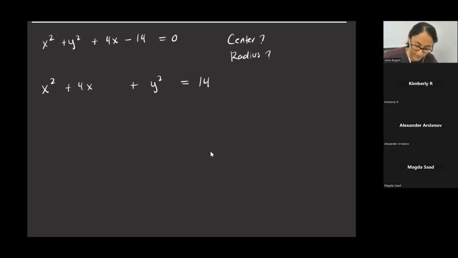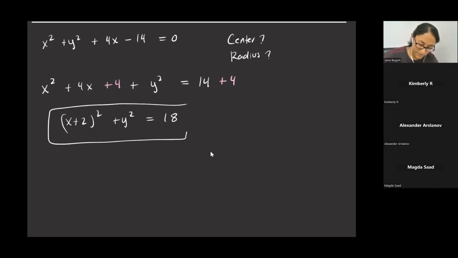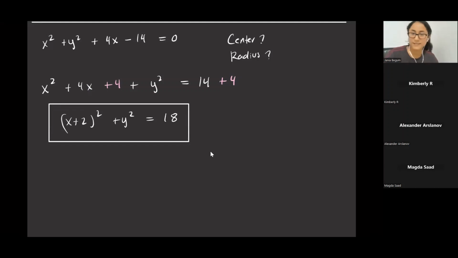For completing the square, you take half of this term right here and you square it. So I take half of 4 and square it: 2 squared, that's 4. That's what you add here. To keep things balanced, you also add 4 to the other side. That's the rule for completing the square. Now the x terms factor into x plus 2 all squared. The y term, leave it alone, equals 14 plus 4, that's 18. So that's the standard form of a circle. Let me know if this makes sense.